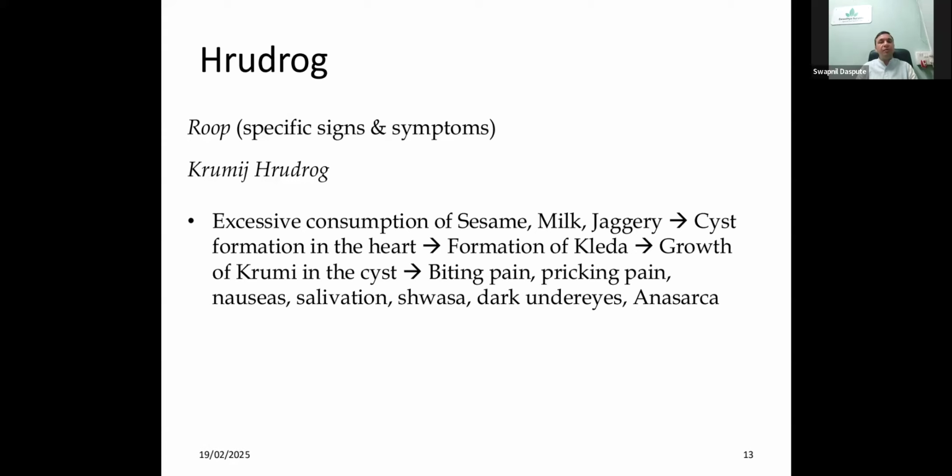The occurrence of Krumija type of Rudrog is comparatively a bit less. But if the patient says that they have biting type of pain and is able to experience and explain it properly, then you can relate it to Krumija Rudrog, and you can ask the patient questions about consumption of sesame, milk, jaggery, or abhishyandi ahar together. So that is the hetu, the pathogenesis, and the signs and symptoms together of Krumija type of Rudrog.